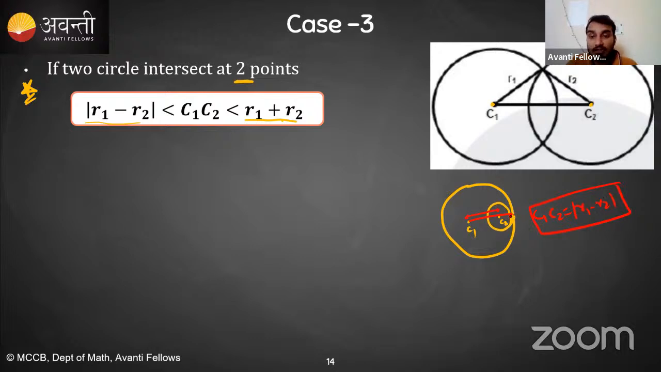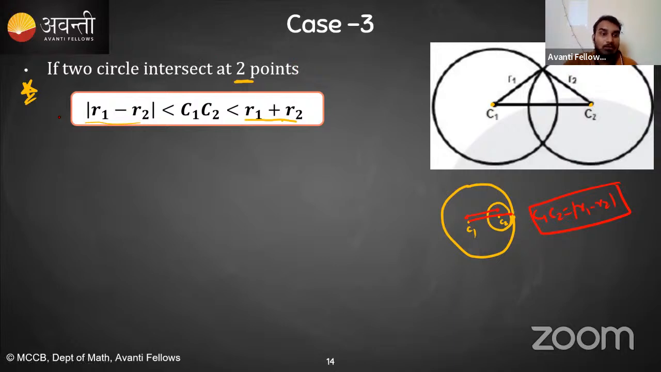But we don't want the circles to touch each other internally. We want the circles to intersect at 2 different points. So that's why I have taken that C1C2 should be strictly less than R1 plus R2, but it should be greater than mod of R1 minus R2. Clear everyone? Do you have any doubt in this?